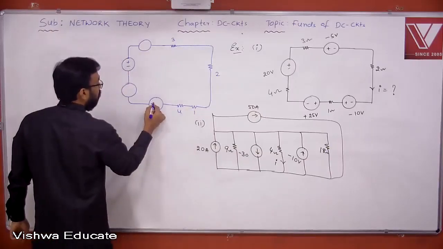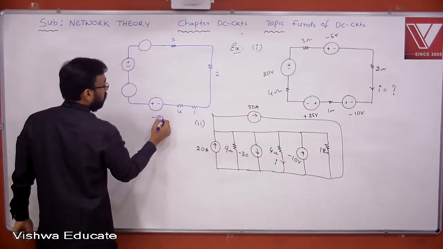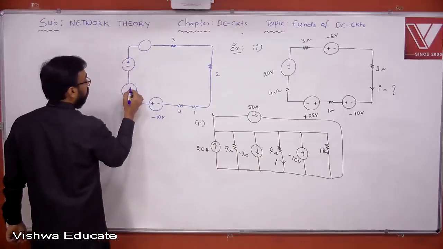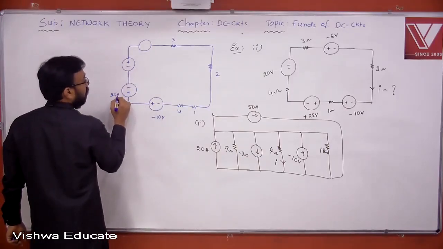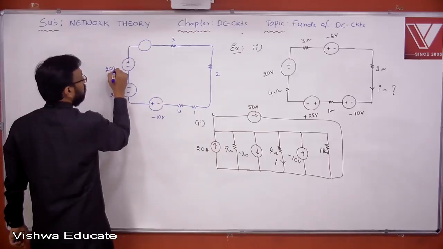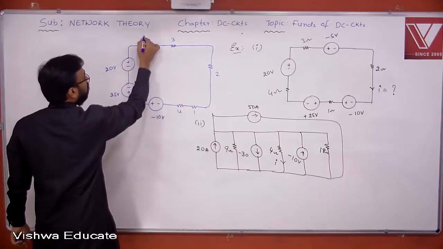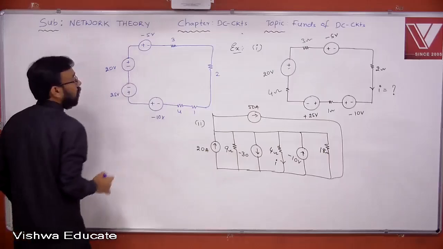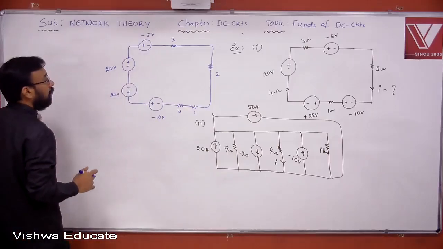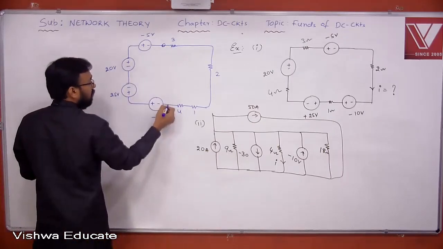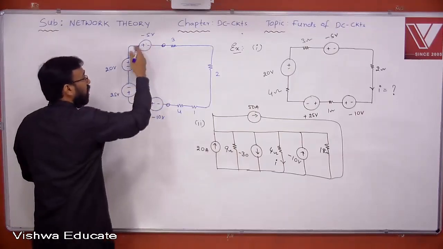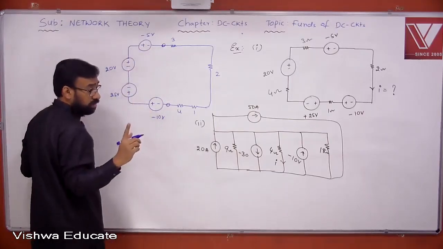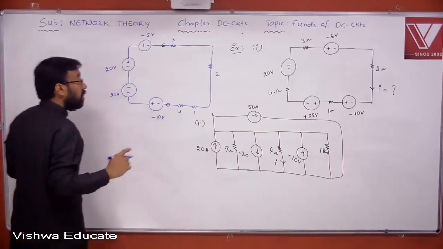What about this? Plus minus, minus 10 volts, and here minus plus 25 volts, and this is already 20 volts, and this is plus minus, minus 5 volts. Now look at this. With respect to these two terminals, if you see all these sources are connected in series, can we replace these sources by a single source? Yes or no? Yes, we can, right?